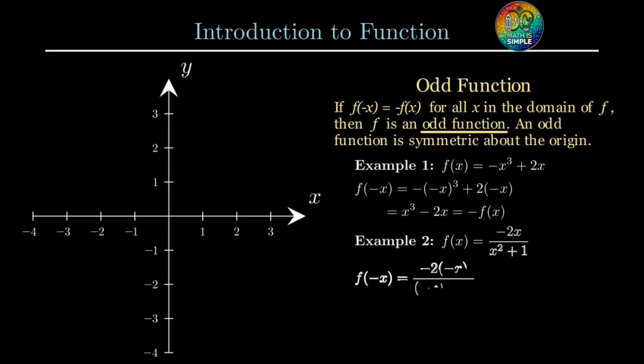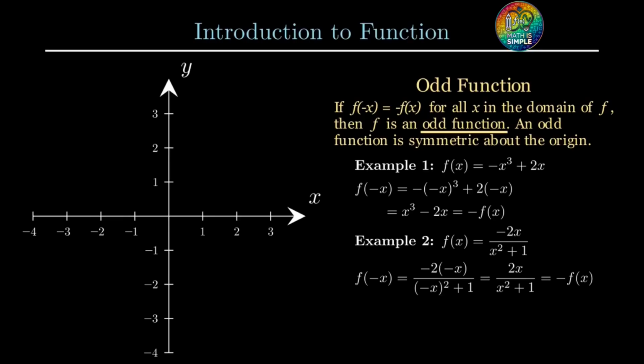Let's look at the two examples on the right. In example 1, we have f of x equals negative x cubed plus 2x. Replacing x with negative x gives us x cubed minus 2x. If we factor out a negative sign, we get back our original function multiplied by negative 1.